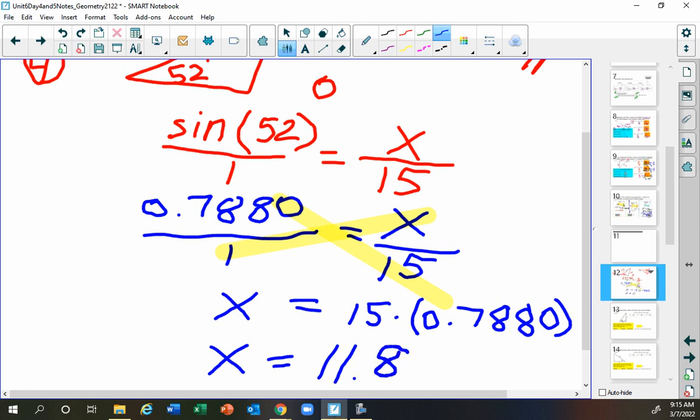Agree or disagree? Is Eric right? Okay. And this was what side? The 11.82, was that our opposite or adjacent? That was our what side? Opposite. Good. So 11.82 was the opposite. Sorry, we had to hand draw that triangle.